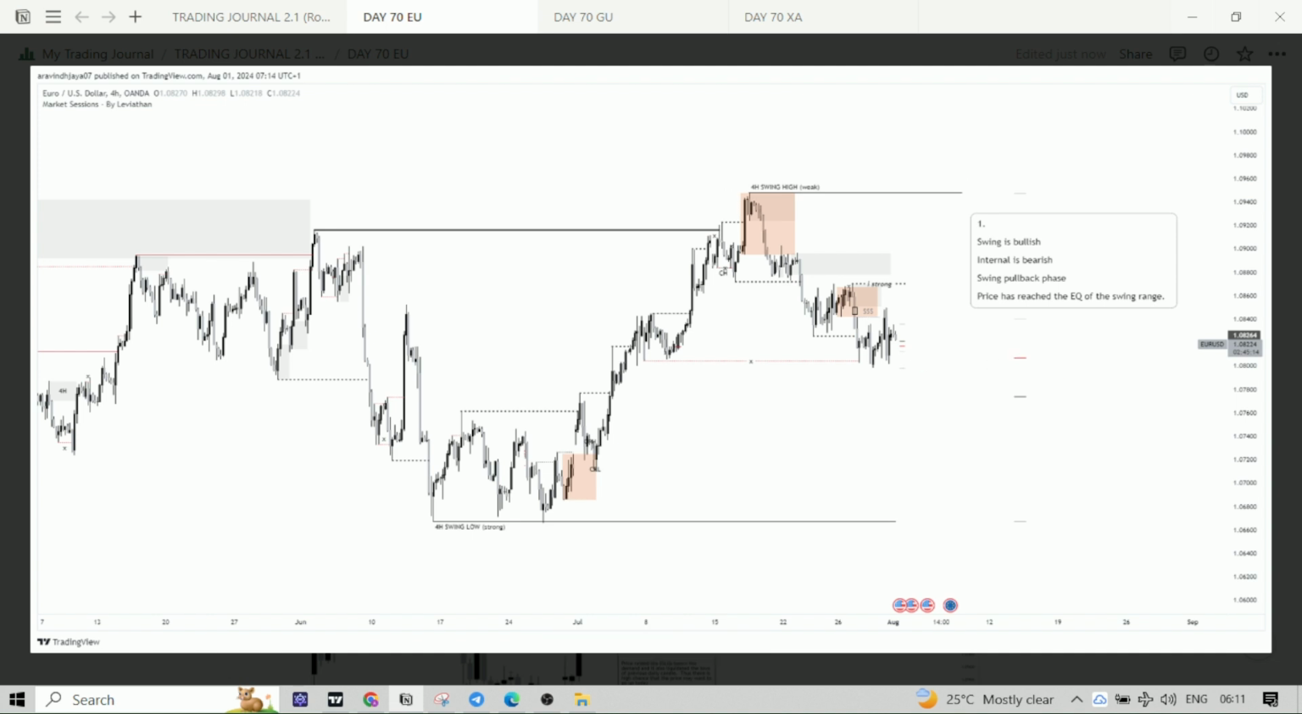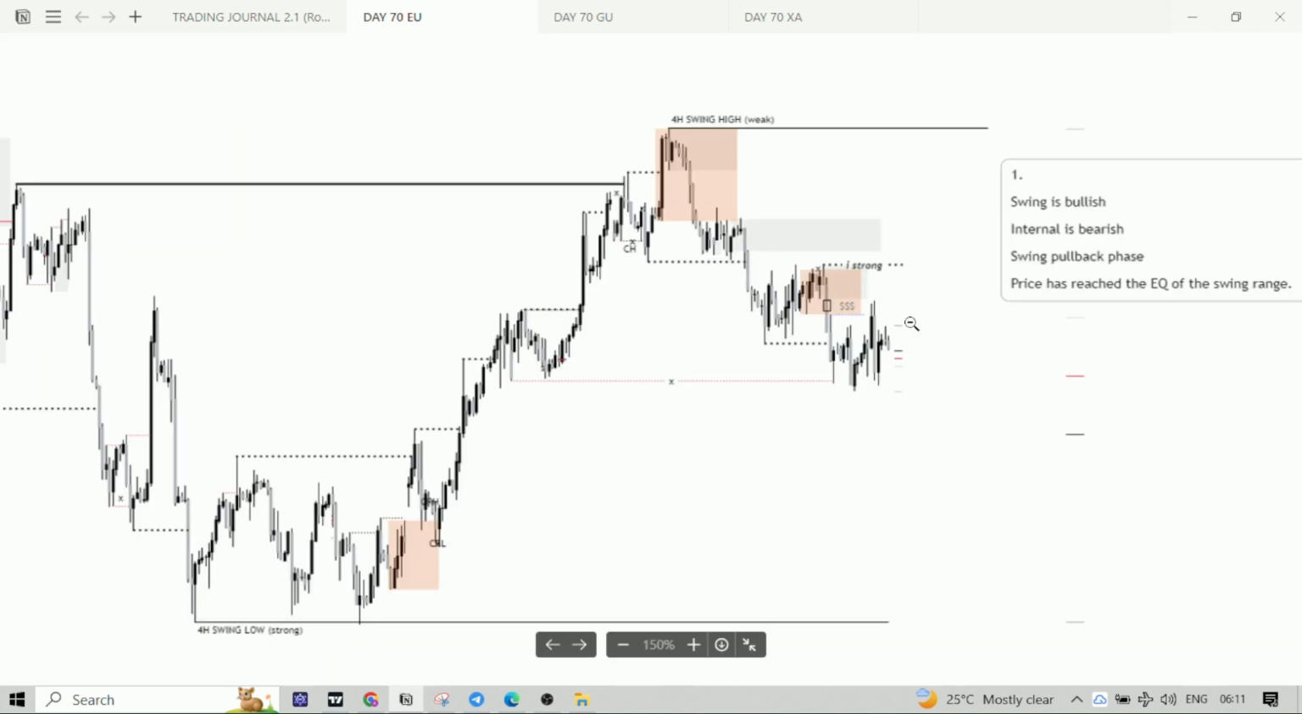So the 4-hour is in contrary with the daily bias, right? That's why I usually take into account the daily, where I can get vital information. So here I can look for the continuation of this internal range because the daily bias is bearish. This is the strong internal high, this is the weak internal low. The price can come down to take out this weak internal low today.